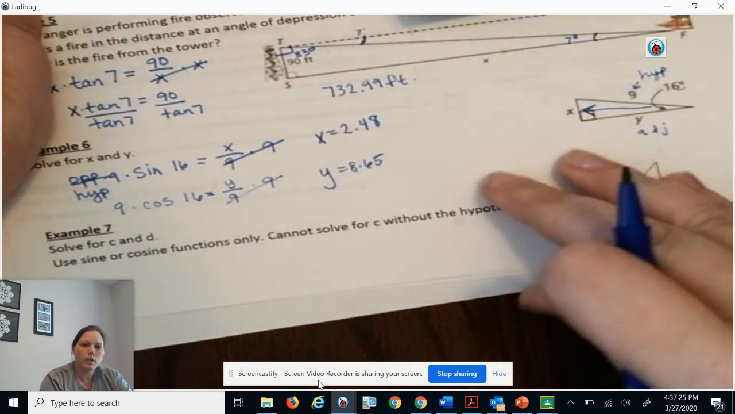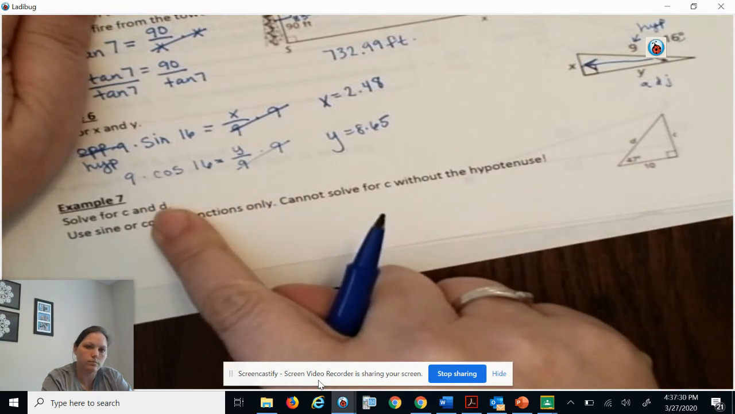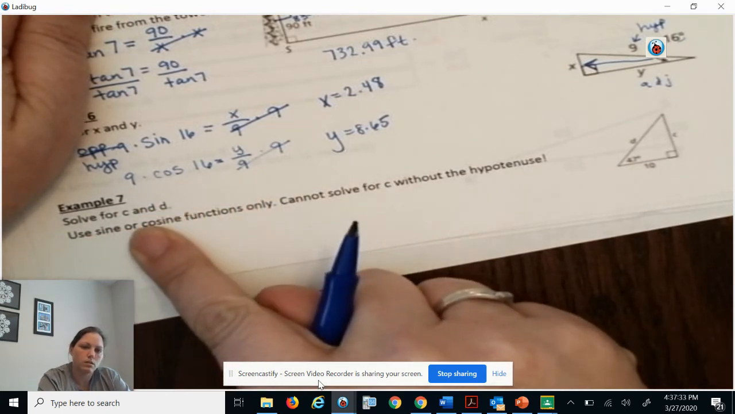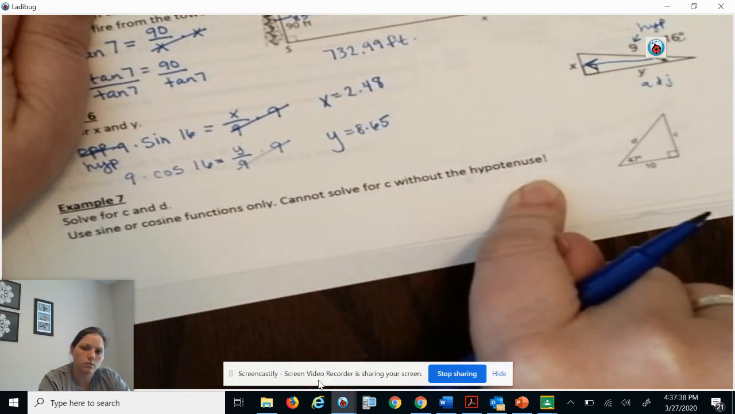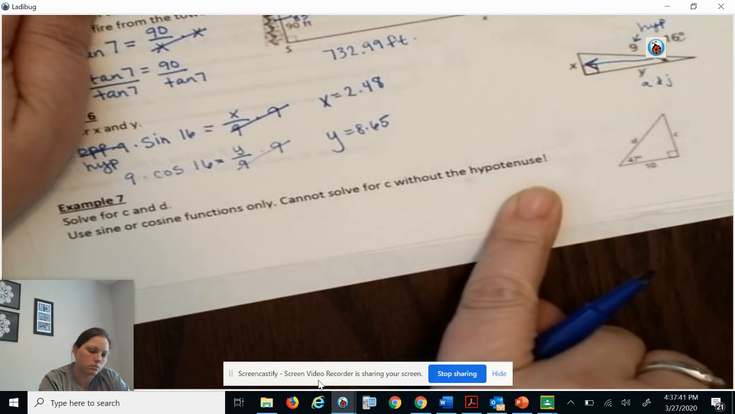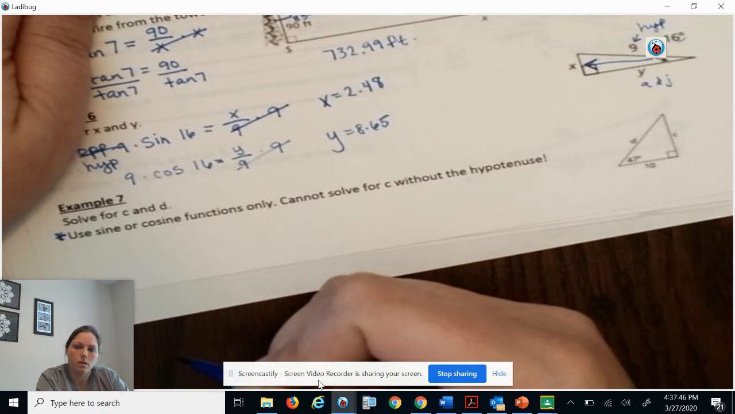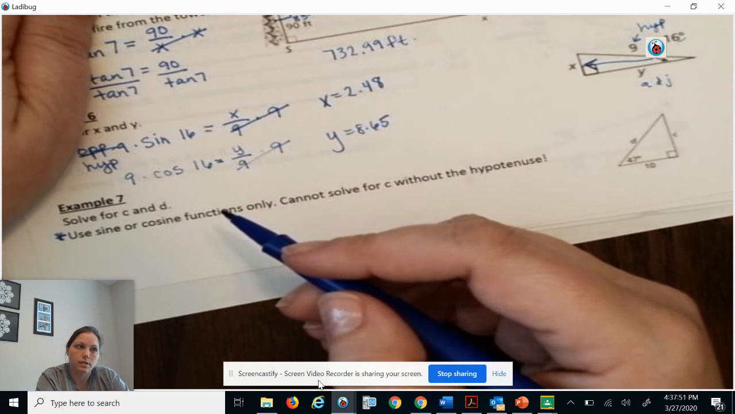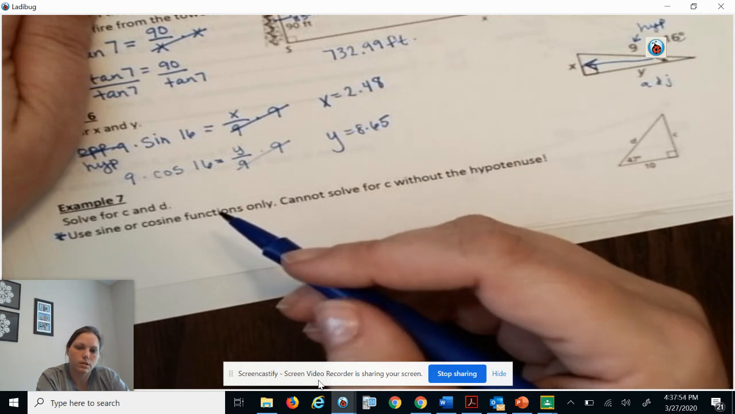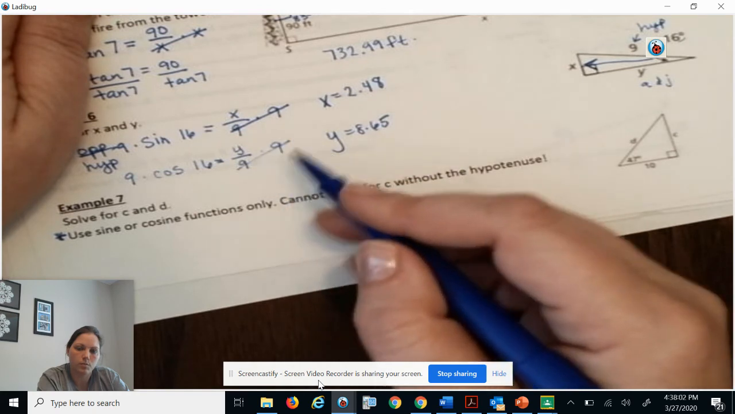Okay. Now our last one. Okay, solve for C and D. It says use the sine and cosine functions only. You cannot solve for C without the hypotenuse. Okay, so sometimes you might have 1 or 2 questions that tell you to use sine or cosine only. Okay, so it's going to make an exception to our rule that we just talked about up here.